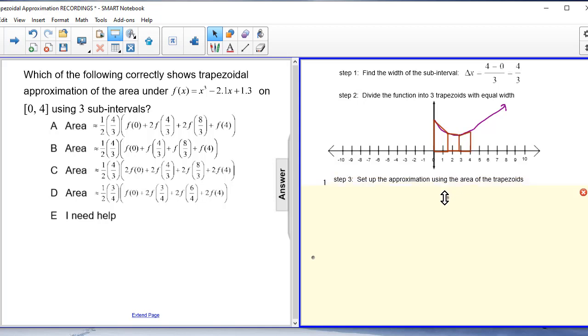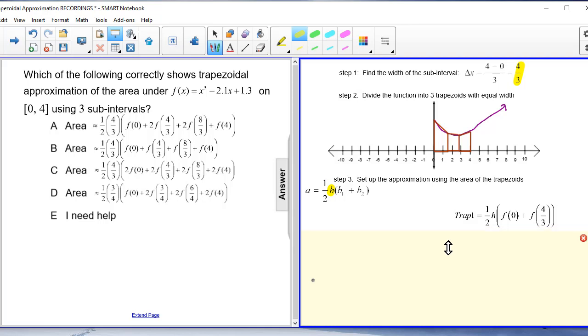Our next step is to calculate the area of each trapezoid. And for that, we're going to use area is equal to 1/2 times the height times the sum of the parallel sides. Now, keep in mind that the interval width, 4/3, is going to be the same as the height. So throughout all these problems, h will always equal the interval width. So the first trapezoid, the vertical length is f of 0, right here. And the second parallel side is going to be f of 4/3.